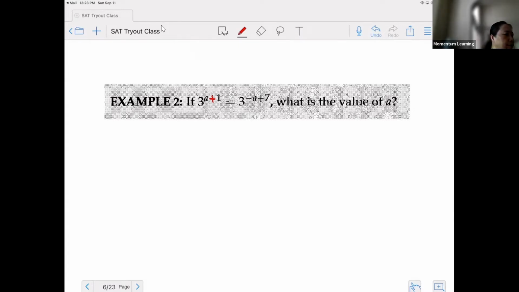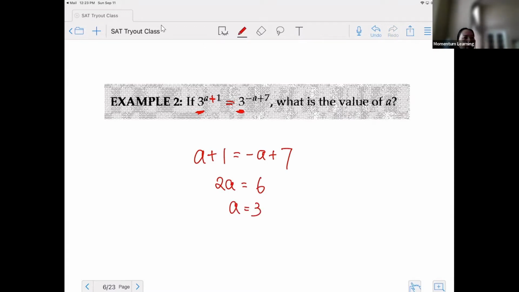Okay, so when I have this equation, the left side and right side, I notice I have the same base. When I have the same base, I know the exponents must be equal, okay? I will put those equal to each other. So it will be a plus 1 equals negative a plus 7. The exponents need to be the same because the base is the same. Okay, and then this is an easy equation to solve. Put a on both sides, okay, and then 6, and then a equals 3. So the value is 3, okay? The a is 3. Very good.